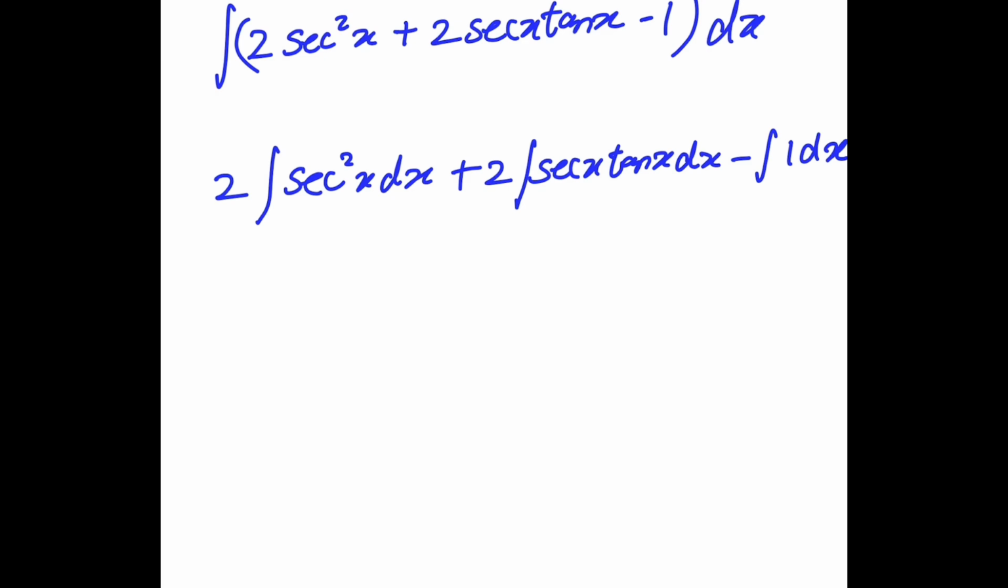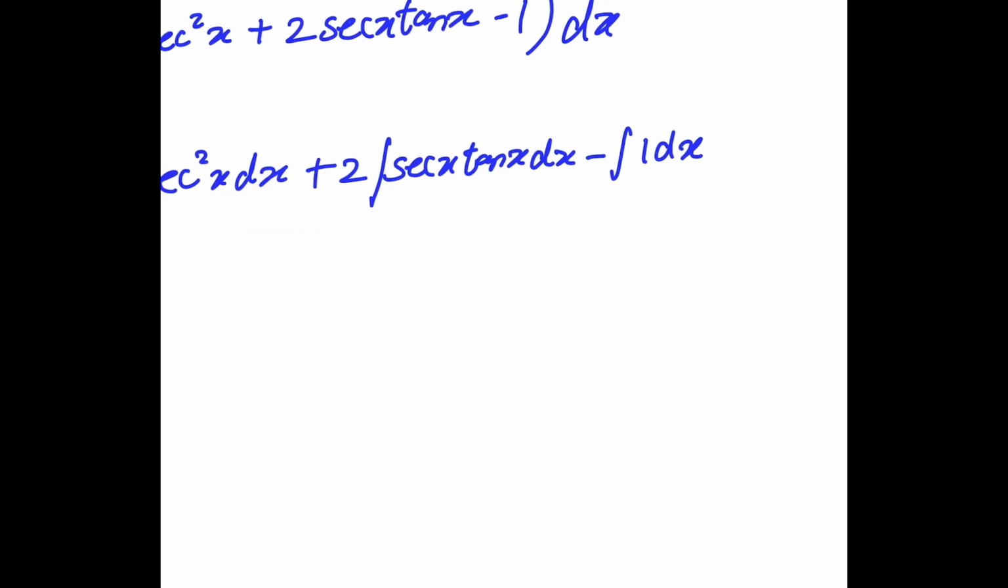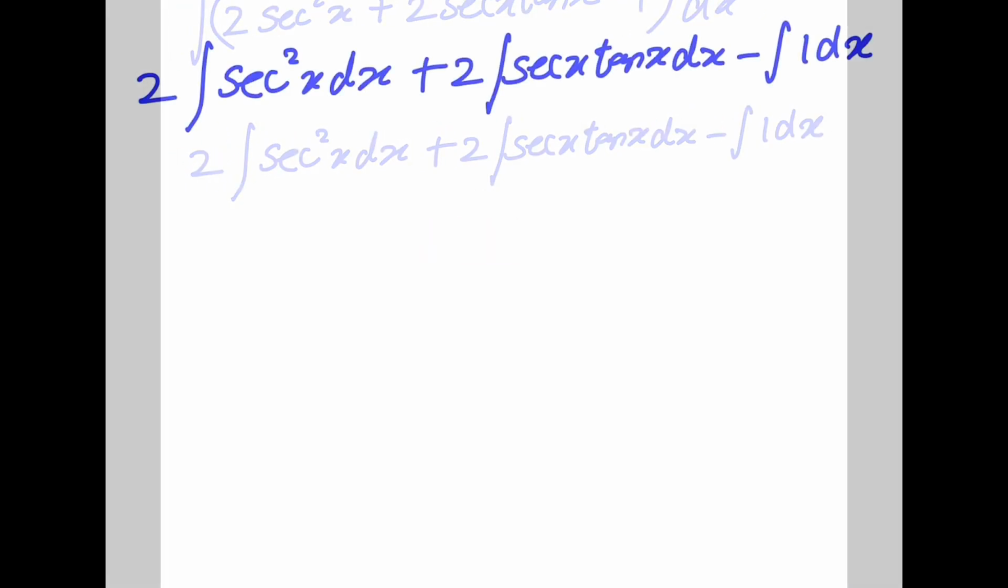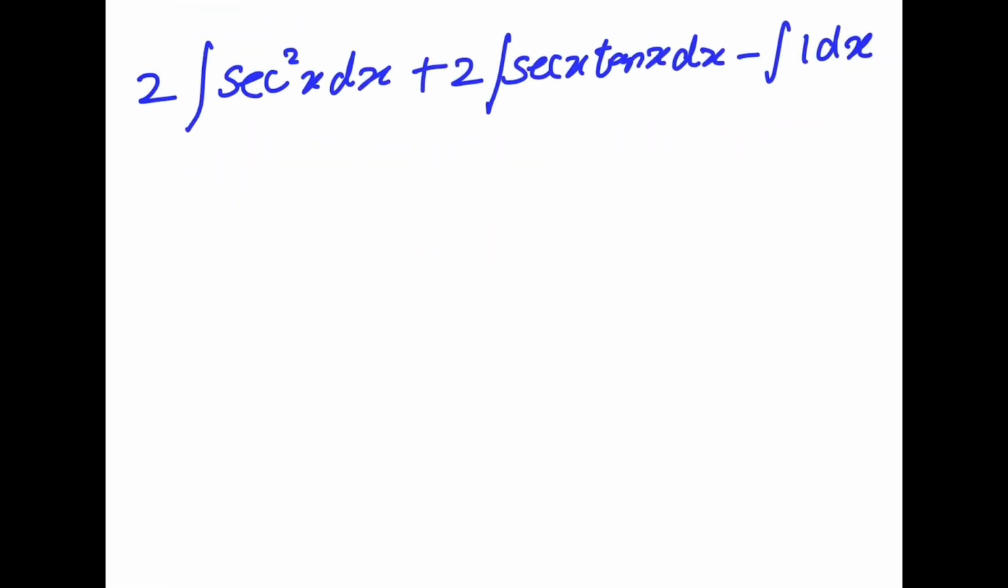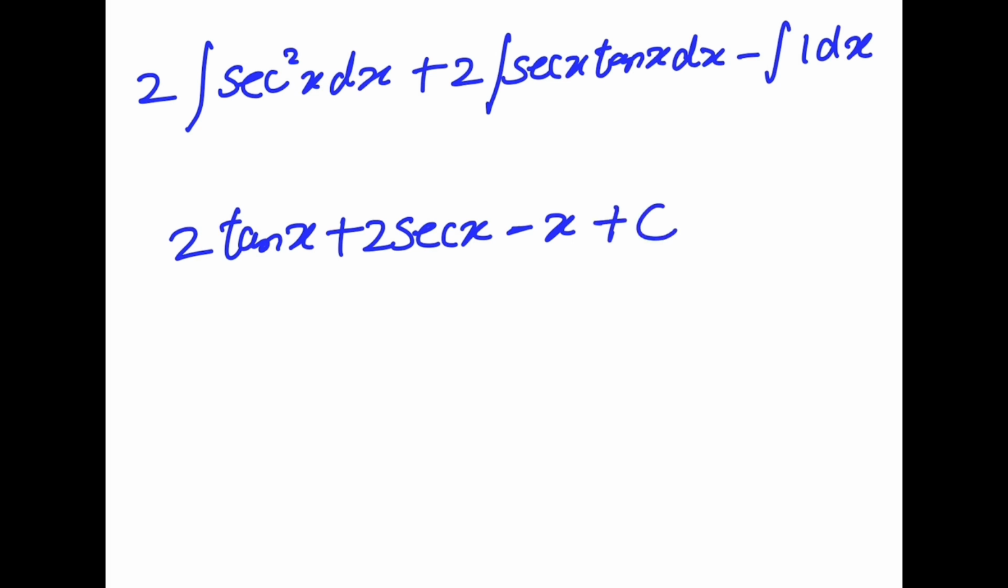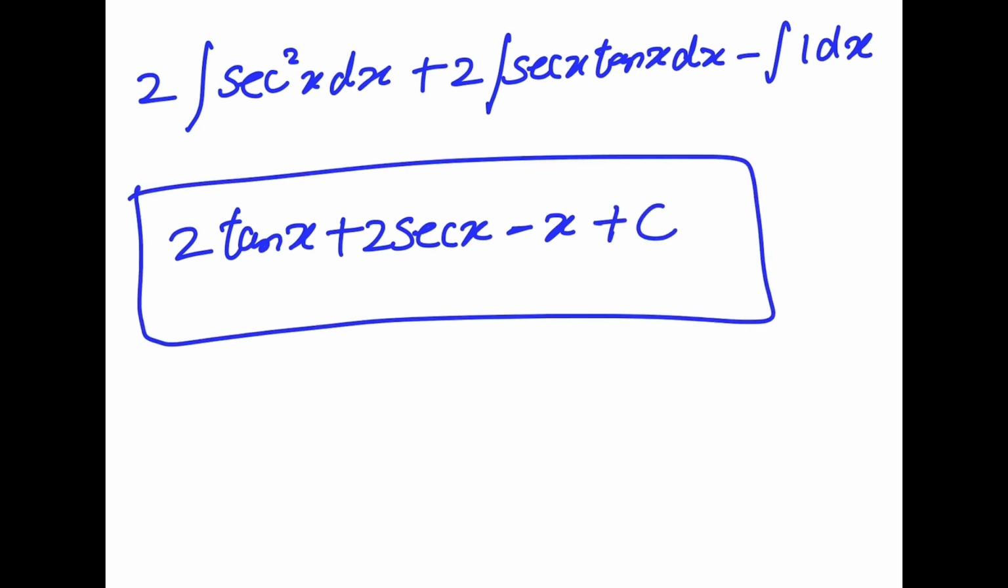The integration of secant squared is going to be tan of x, and the integration of secant x tan x is going to give us secant x. Now let's write it in neat form. So it is going to be 2 tan of x plus 2 secant x minus x plus c. This is our final answer.